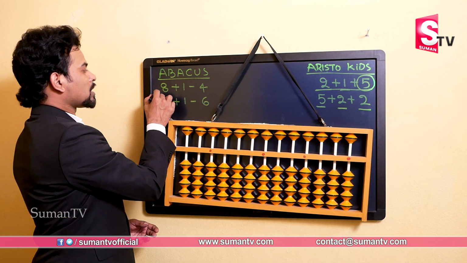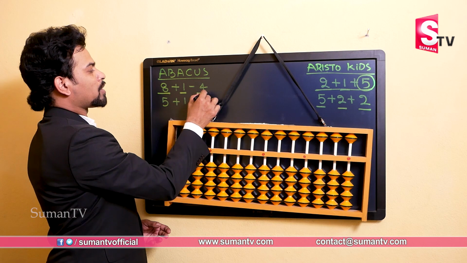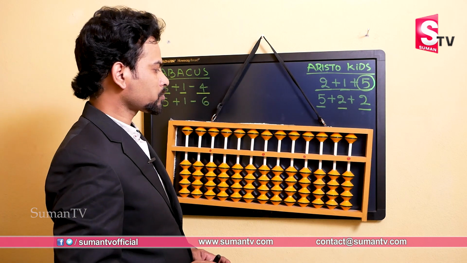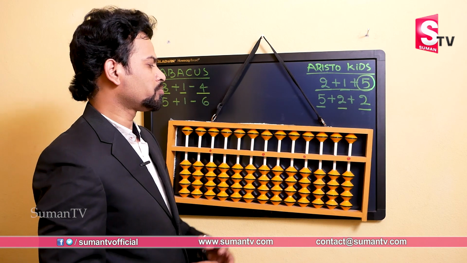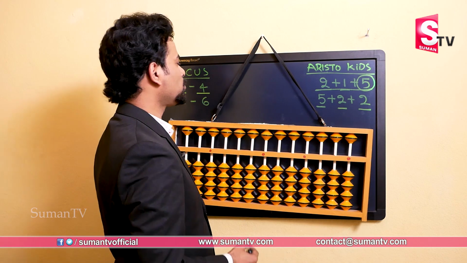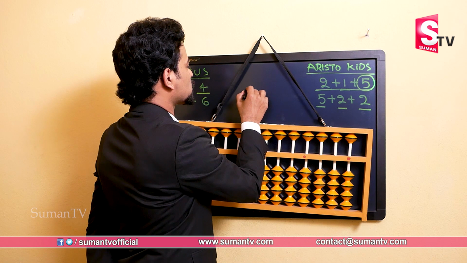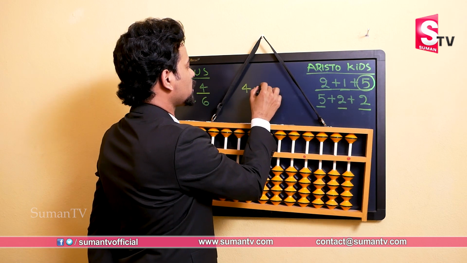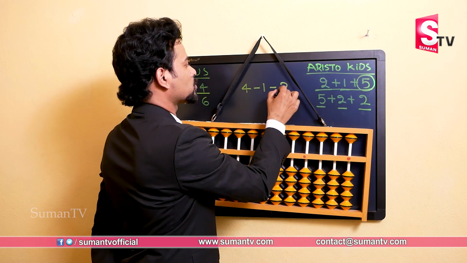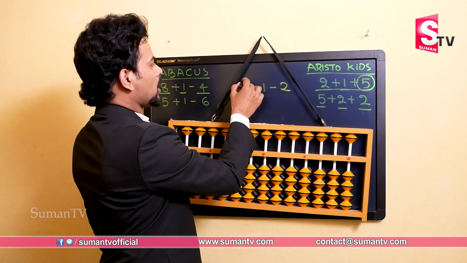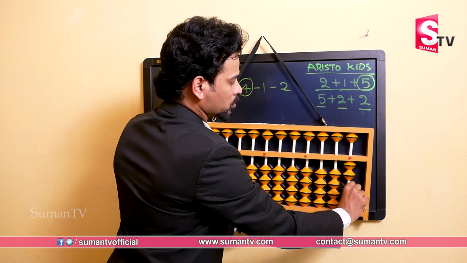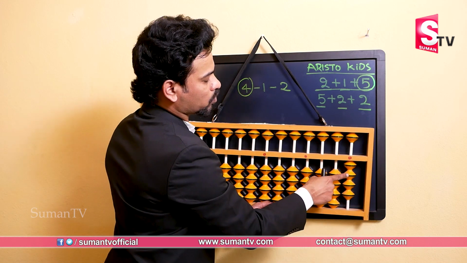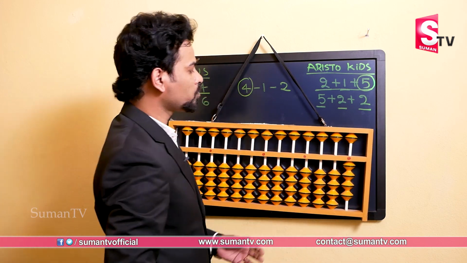Let's take this example 8 plus 1 minus 4. Let's take 8. How we will take 8? Before taking that, we will do one more sum. Suppose it is 4 minus 1 minus 2. Okay, so first we will take 4. So we will take 1, 2, 3, 4. 1 plus 1, 2 plus 1, 3 plus 1, 4.